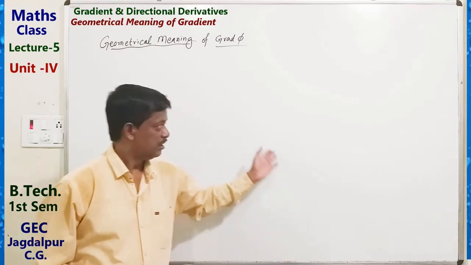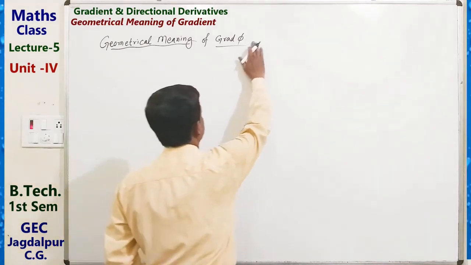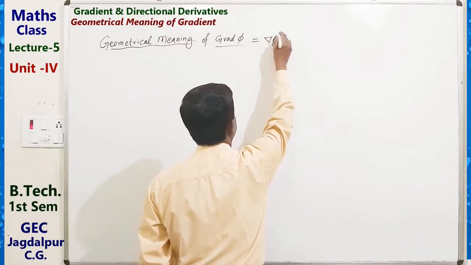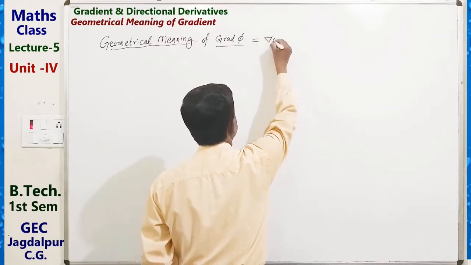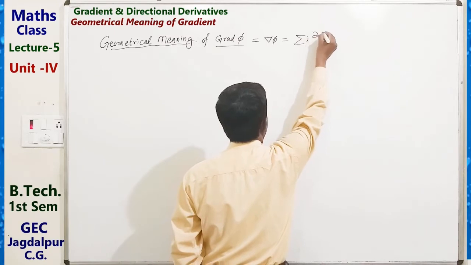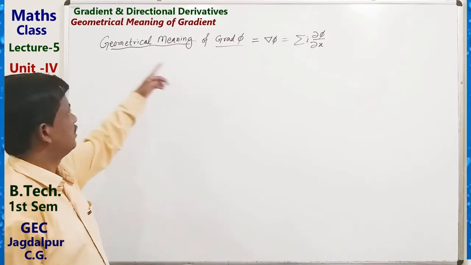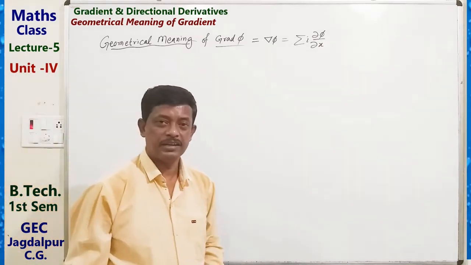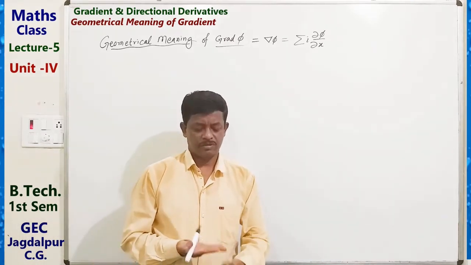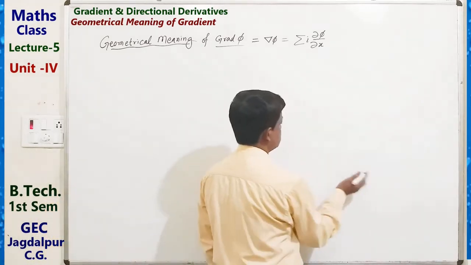In the previous section I gave the definition of grad phi, that is del phi, the sum of i del phi/del x. Its geometrical meaning we want to know. For that, we will understand it very briefly by using a diagram.